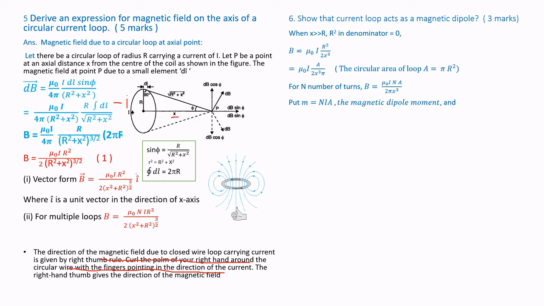Put M, the magnetic dipole moment, as nIA. Therefore, multiplying and dividing by 2, we get B is approximately equal to mu naught into 2M divided by 4 pi x cube.